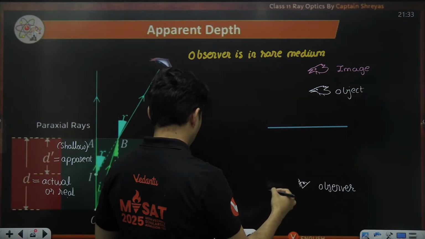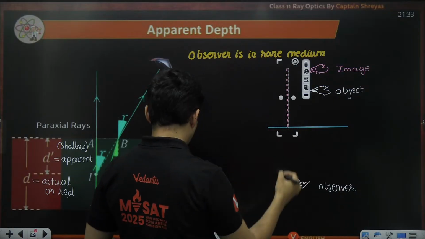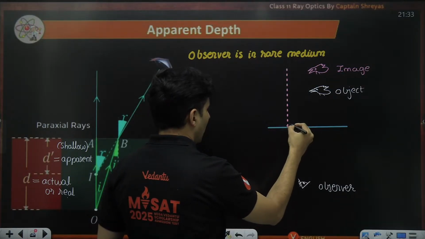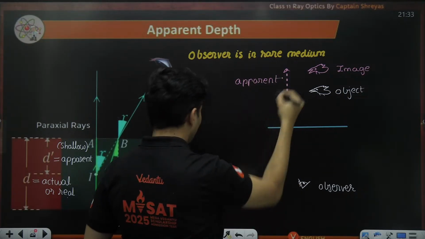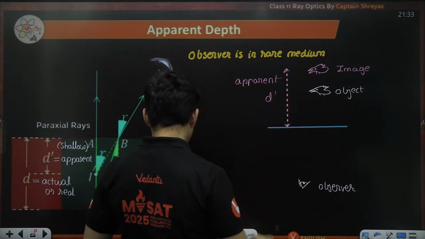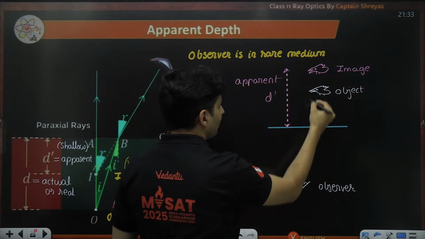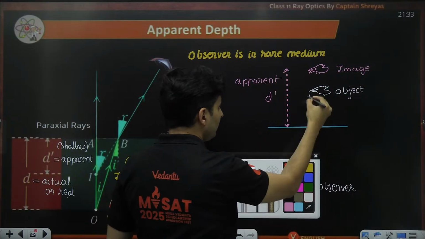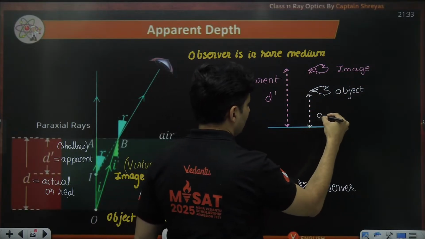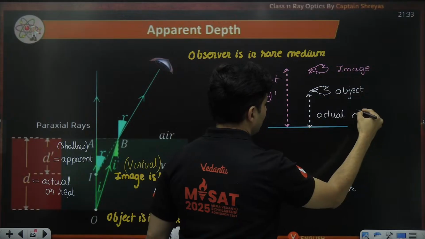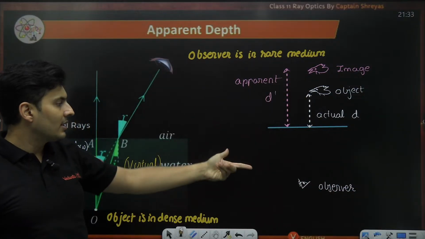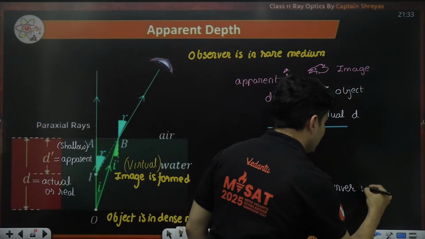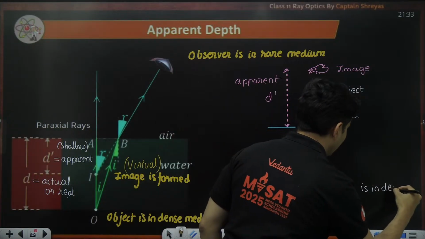This is now apparent. Here it is more, this is D prime, than the actual one. This is actual, which is basically D. The apparent is more than the actual in the reverse scenario when the observer is in a denser medium.